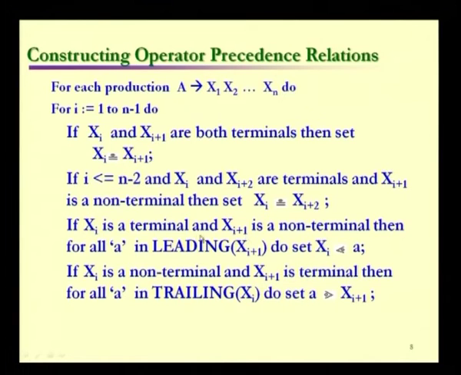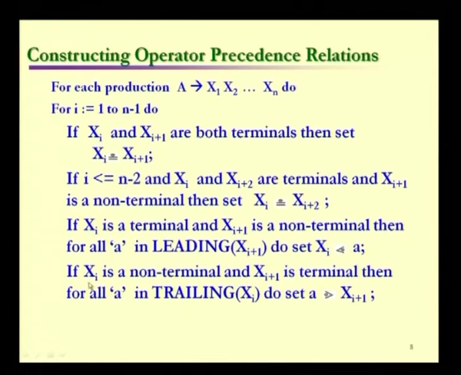Since we say that it is going to be the beginning of a handle, that is xi is a terminal, it means xi is going to be less than all the leading symbols available in xi plus 1. So, we set the relationship as less than. So, xi precedentially less than a, that means when you have xi and this a, this is going to be the beginning of a handle which requires a separate reduction and has nothing to do with this xi.